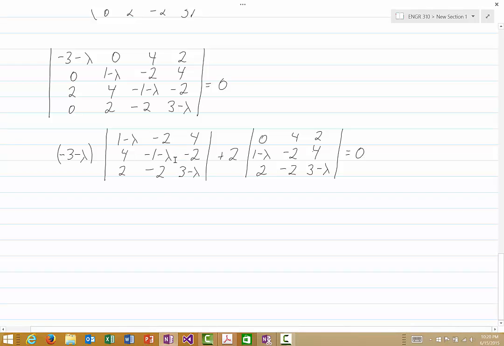We now need to evaluate this 3x3 determinant, and I don't see really any great way to do this to save much time. So I'll just go ahead and expand down the first column. So I get minus 3 minus lambda times 1 minus lambda times minus 1 minus lambda, minus 2, minus 2, 3 minus lambda.